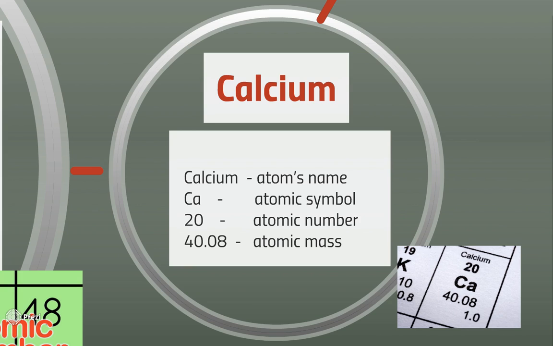If you look in the box for calcium, you will see several things. You will see the atom's name. You will see a capital C, a lowercase a, and that's the atomic symbol. Obviously, 20 is the atomic number, and 40.08 is the atomic mass.